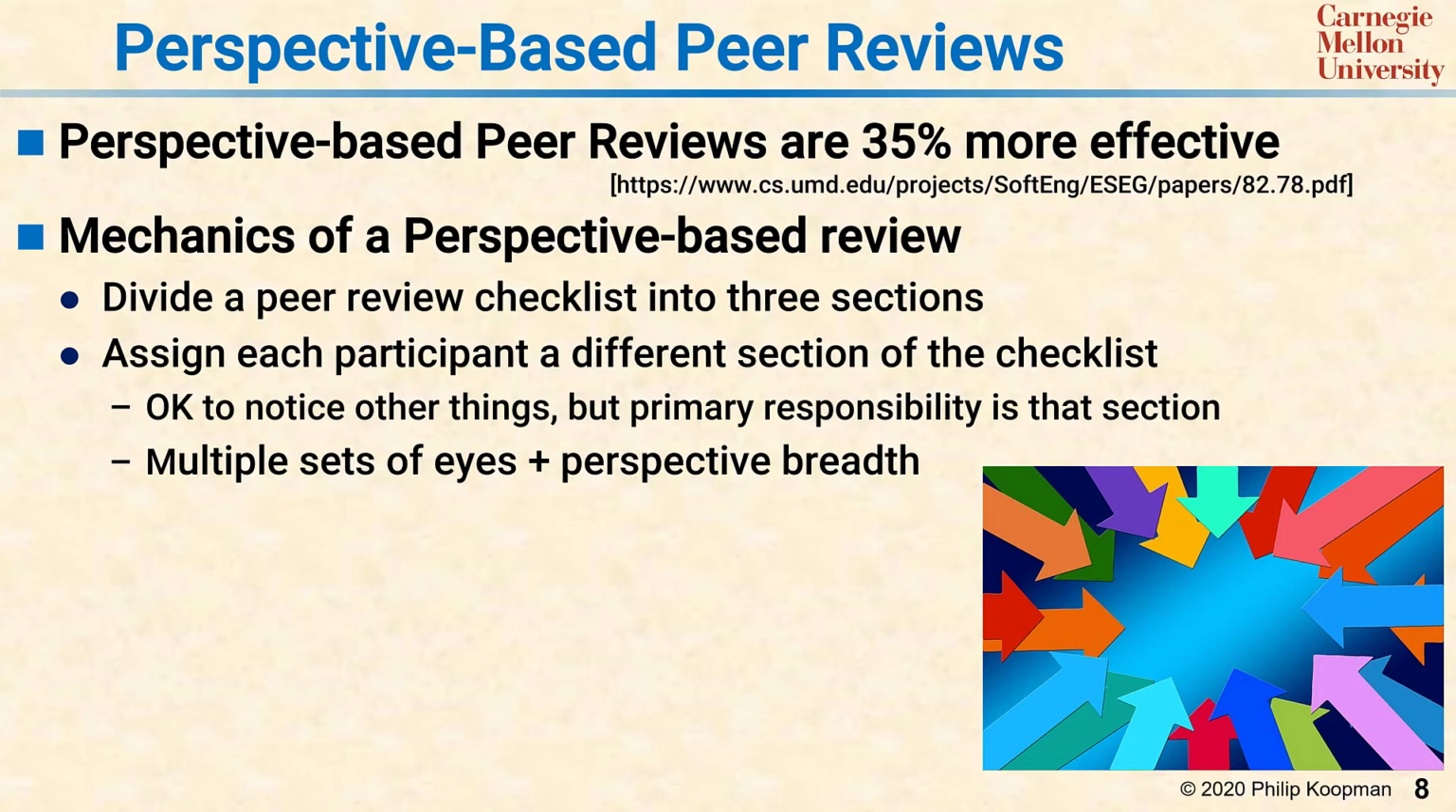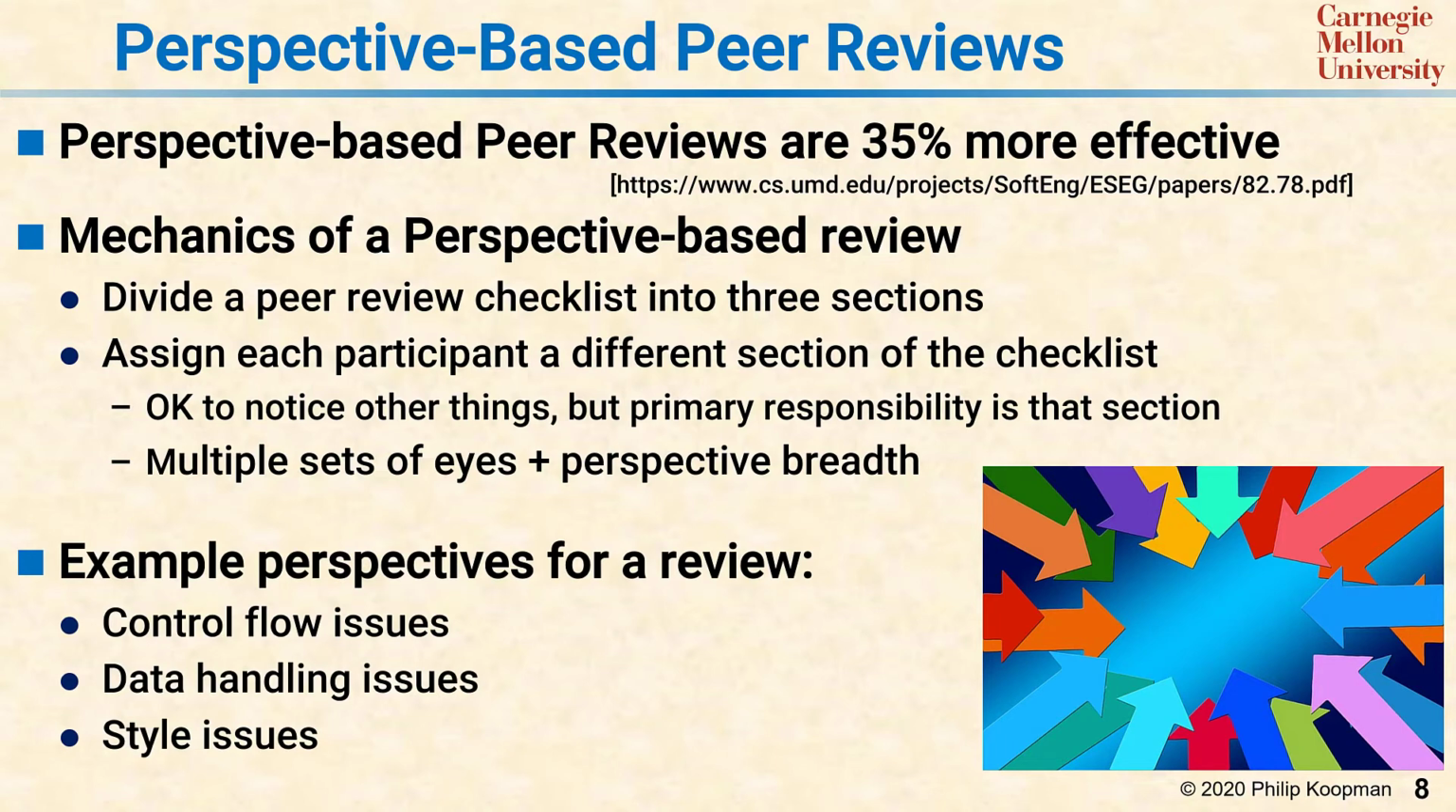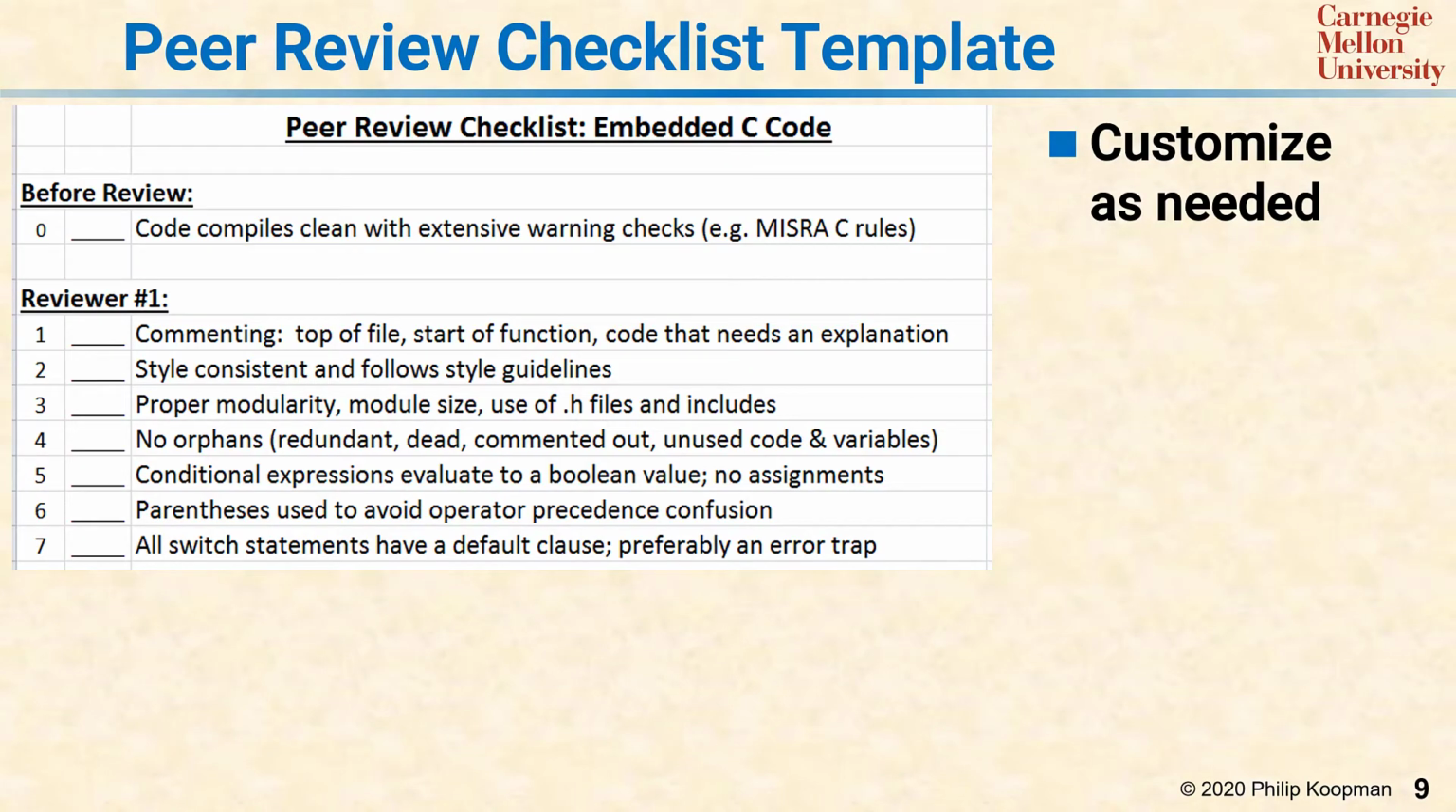Some example ways to split things out for a perspective-based review might be to have one reviewer concentrate on control flow issues, a second reviewer look at data handling issues, and a third reviewer look at style issues. Here's an example peer review checklist template that can be used for perspective-based reviews. It's intended to be customized as needed, so consider it a starting point. Before the review starts, the code needs to compile clean with extensive warning checks.